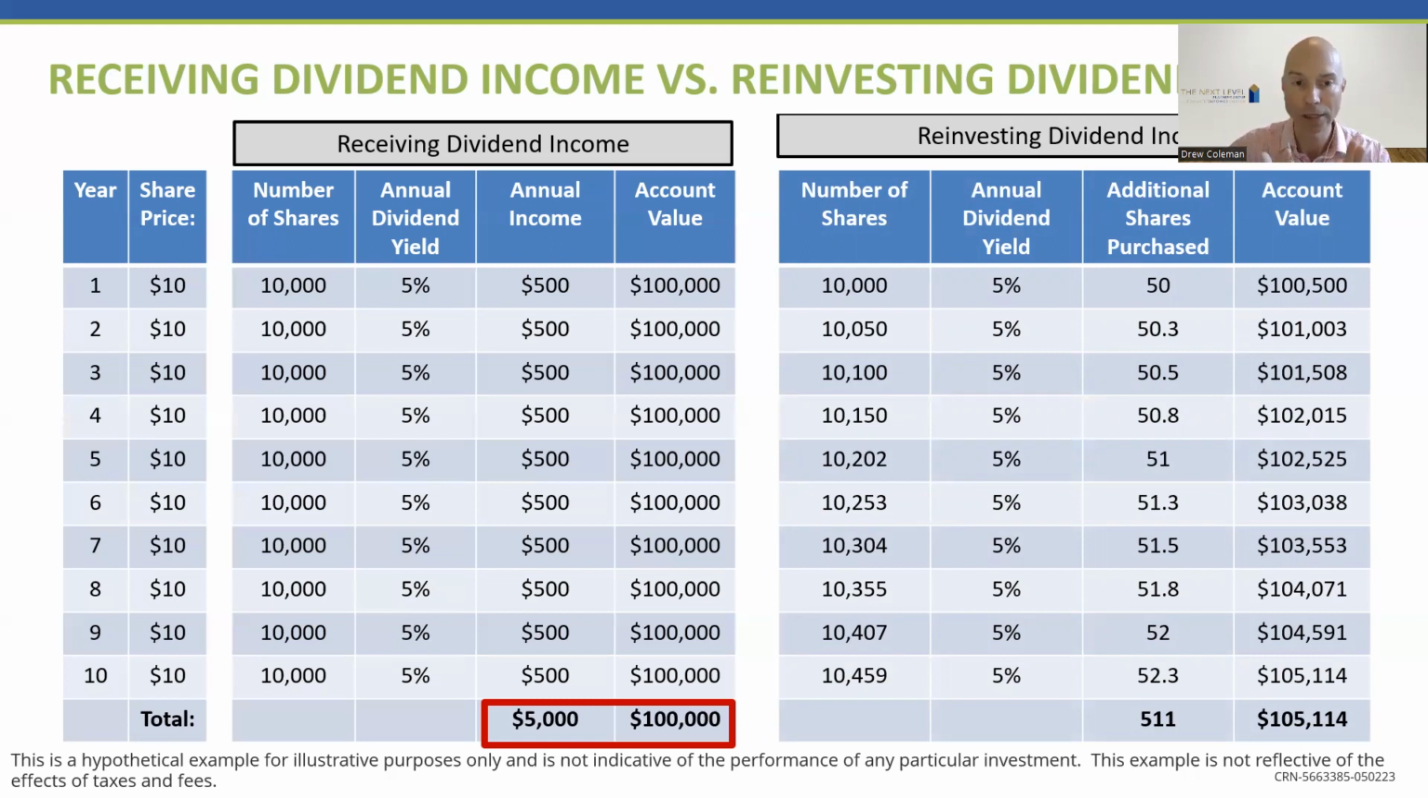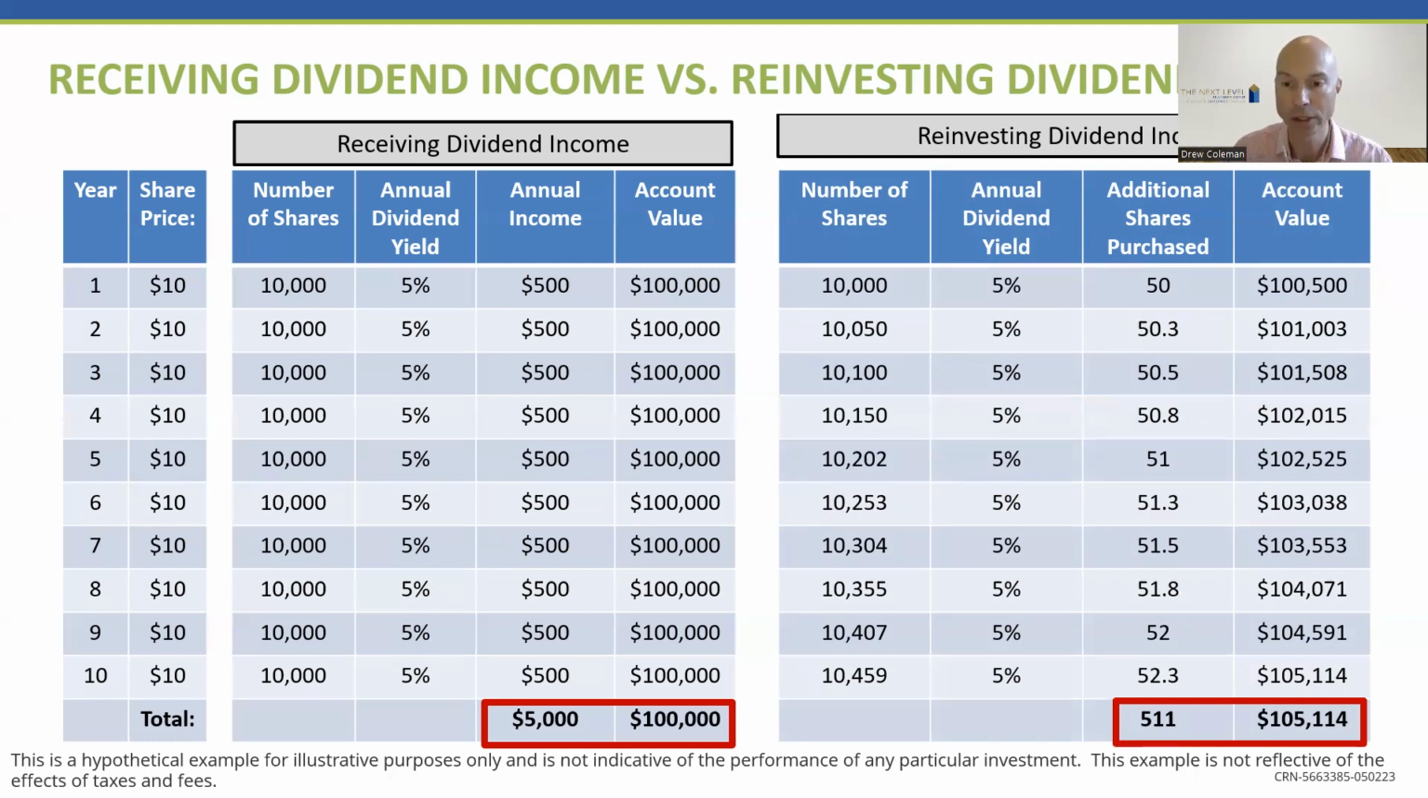And so every year that investor takes that dividend and says, no, buy some more shares of stock. And as you look in the column titled additional shares purchased, you'll see that that amount is increasing because the share count increases. It starts at 10,000, then it's 10,050, then it's 10,100 as that investor is accumulating more and more shares. And so at the end of the 10-year period, this investor has a total account value of $105,114, and the share count has increased by 511 shares.